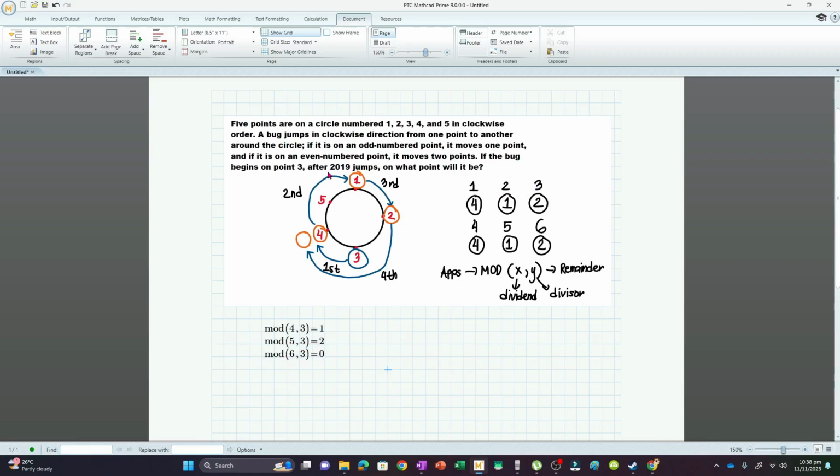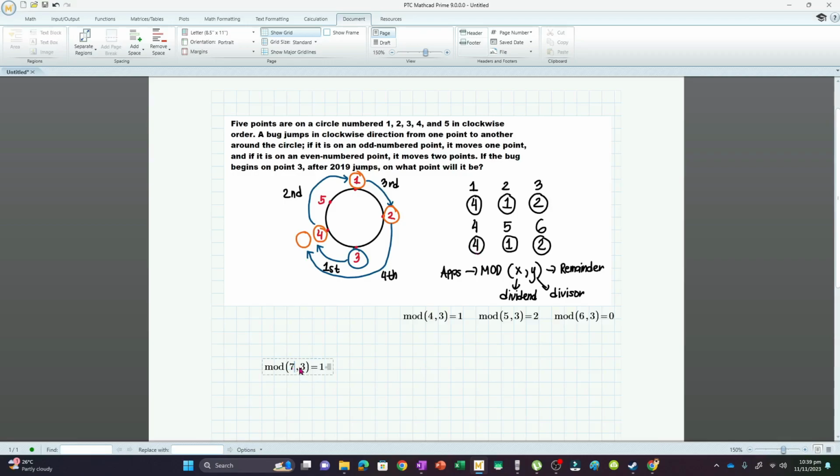Now, since our question asks for the 2019th jump, let's input mod 2019, comma 3, and then press equals. Now, the result is 0. And so that means that the bug will be at point 2 every time the remainder is 0. Now, let's simulate that for the 7th jump, just to reinforce the concept. Essentially, on the 7th jump, it will go back to 4. And if we compute mod 7, comma 3, it will give us 1. And 1 corresponds to this point, and so it will go back to point 4.